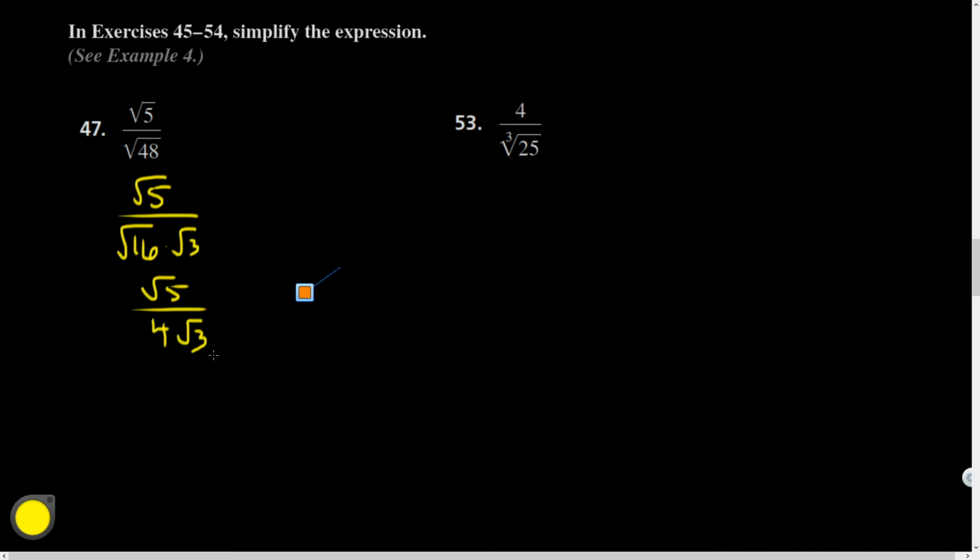Now the problem is, I've got a radical in my denominator. And so I'm going to have to multiply by something equivalent to 1, so it doesn't change the value of the expression, but we'll somehow get rid of this radical. In this case, I'm going to multiply by the square root of 3 over the square root of 3, because rad 3 times rad 3 is the same as the square root of 9, and the square root of 9 will simplify.